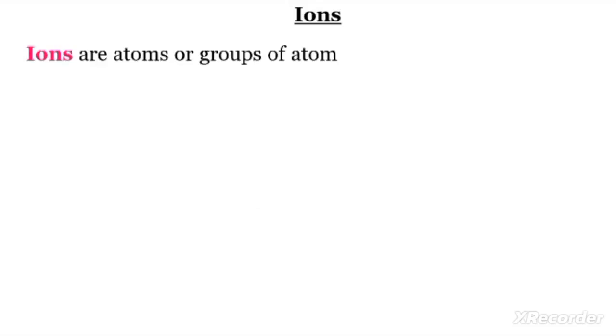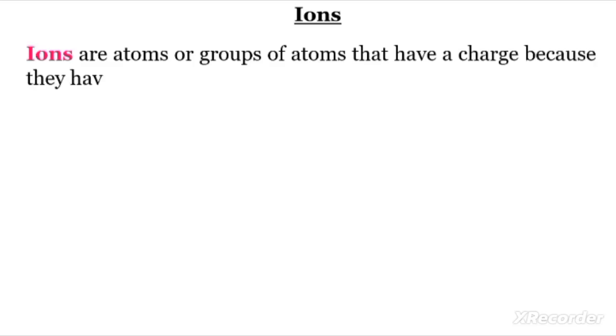Let us proceed. The next subtopic that we are going to look at is ions. So what are ions? We need to remember that ions are atoms or groups of atoms that have a charge because they have lost or gained electrons.